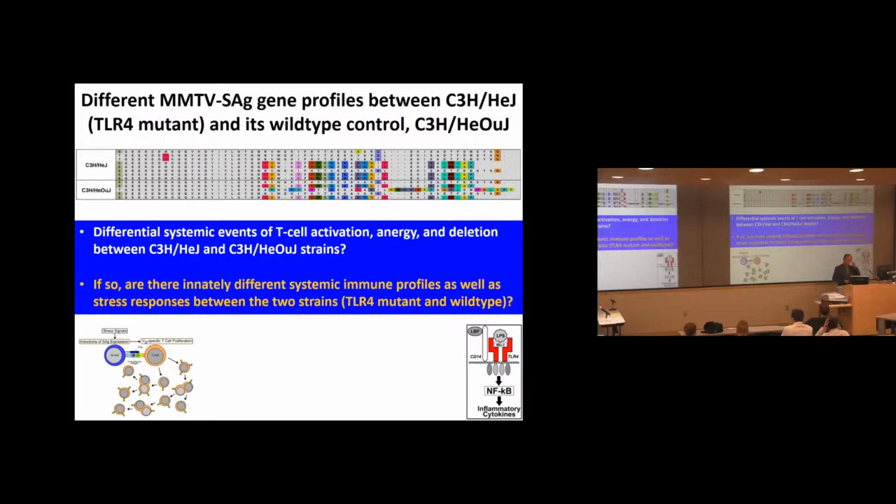So that means the data they collected by comparing HEJ and OUJ in terms of LPS signaling pathway or innate immunity, is that just because of the TLR4 mutation or the main differences in their immune system? It will be very important to find out which is the case.